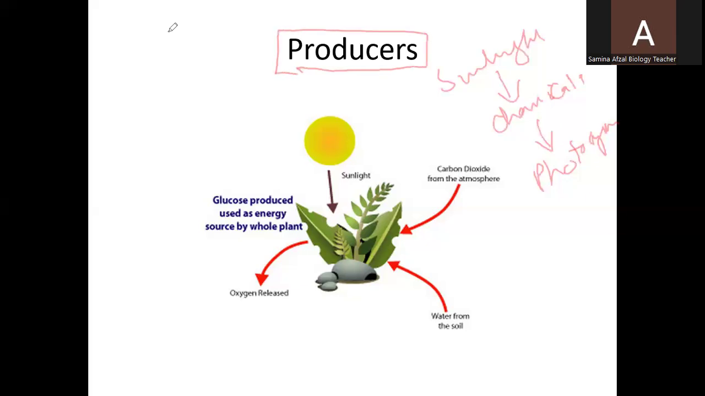Only they are able to produce the food, not only for their own use, but also for other living organisms. So with the help of sunlight, carbon dioxide and water, they are able to produce the food.